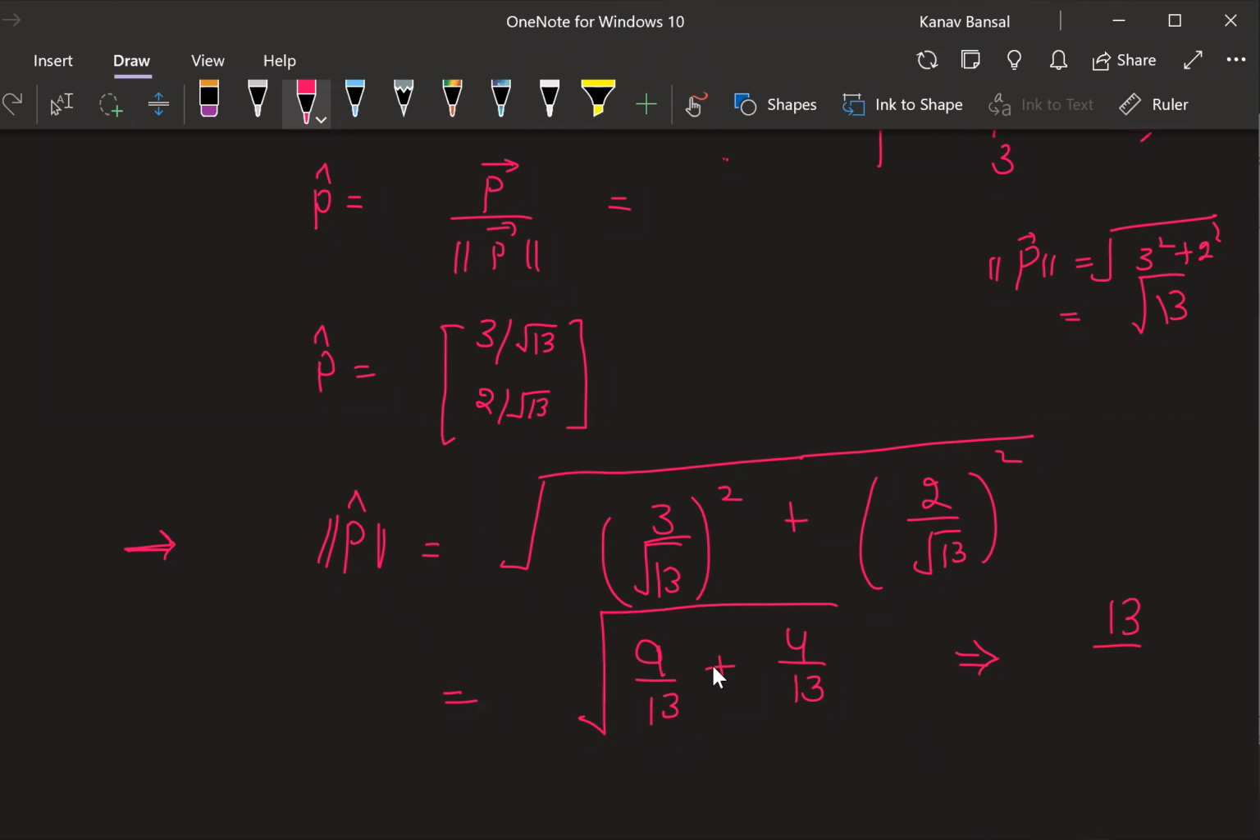Can anyone give me some hints? How do I compute this vector? So let me try to give you a hint, okay? Let's try to think of it.